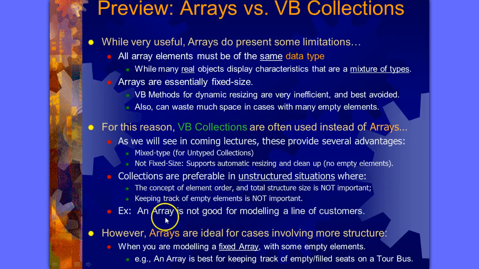For example, an array is not good for modeling a line of customers, because a line of customers keeps changing, right? You have a line of customers going to the movies, and it keeps changing the length of the line and so on. So you wouldn't really want to use an array for that. On the other hand, arrays are good for cases involving more structure. So if you're talking about keeping track of empty and filled seats on a tour bus, the bus has a certain number of seats that doesn't change, so you could use maybe an array in that case.